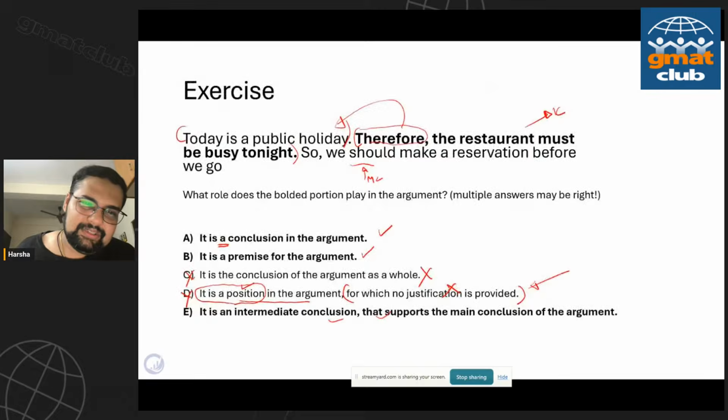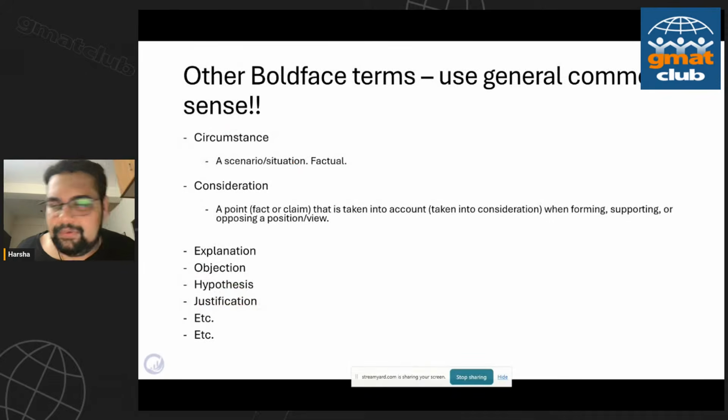Now, of course, what we discussed is not each and every boldface term, and that's not the point. I don't want you mugging up any of these things. The idea was just to build a little bit of familiarity with some of the things I think you must know. For the rest, use common sense. When somebody says circumstance, think about circumstance in real life, right? A circumstance is basically the circumstances I'm in, the scenario I'm in. Think logically, put yourself there. A lot of this is understandable, right?